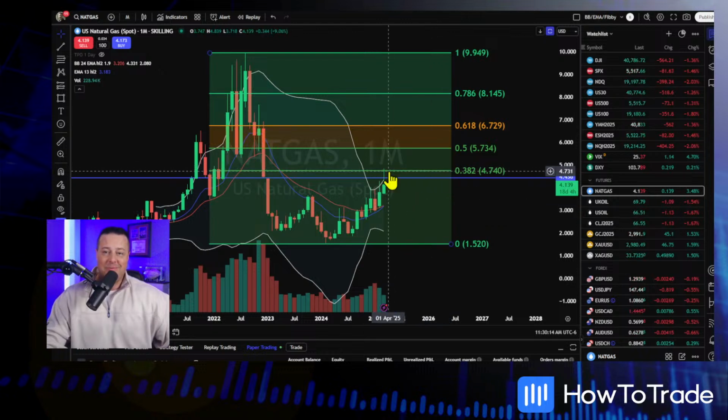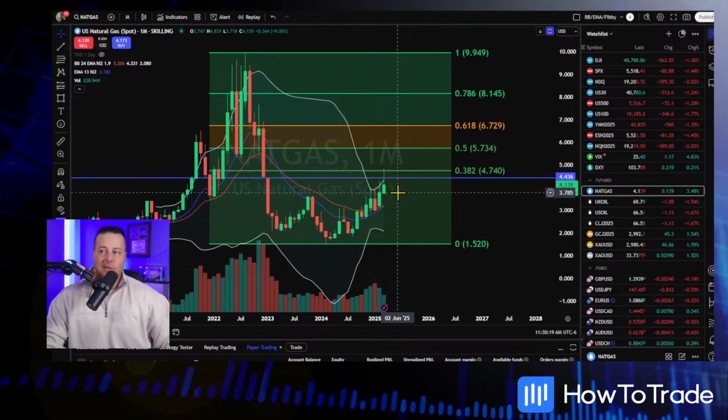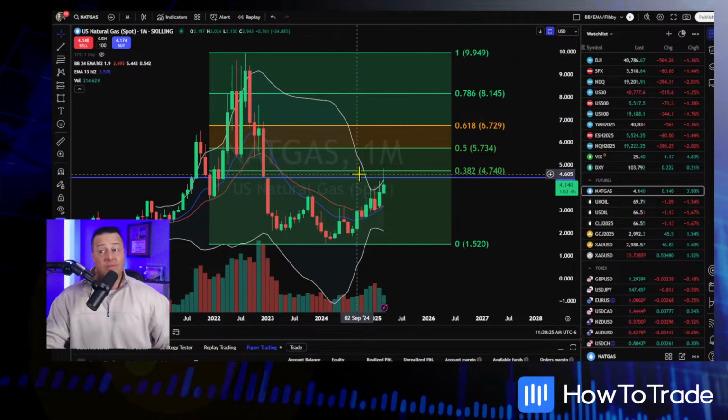Right there. That's why I trade fractals and I trade Fibonacci retracements. 4740, 38%. What's this month's high? This month's high is 4839. That's a pretty darn good resistance zone, and you've seen it. Gap got filled, resistance, natural gas turnaround checked up.